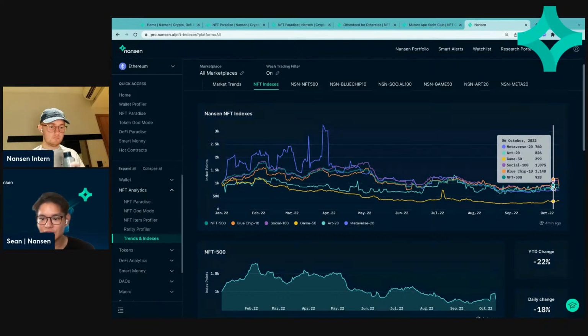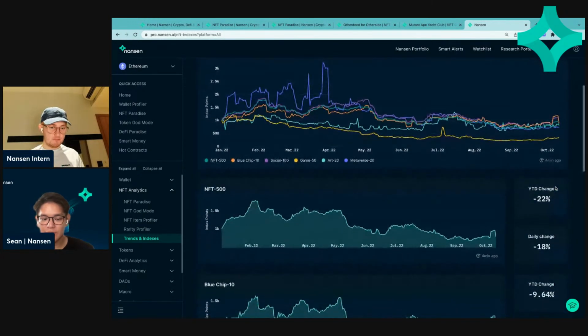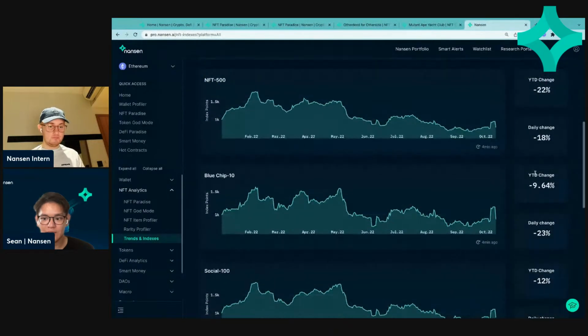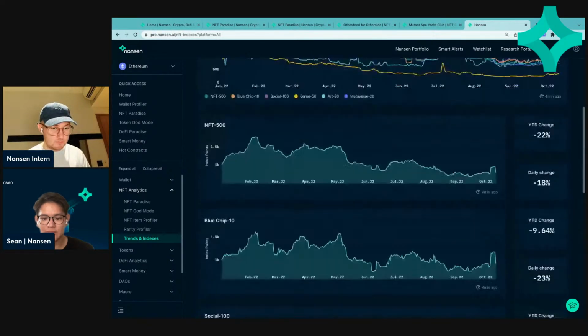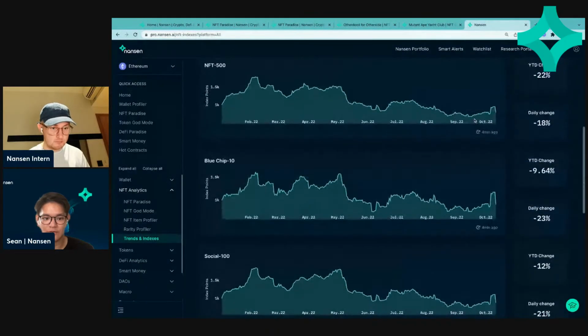But it's quite interesting to see that in the past few days, we have blue chips and social chips picking up a little bit over here in indexes. If you continue to scroll down, you can also look at some of their individual changes for year to date, right? I will not run through this; I think it's pretty self-explanatory. You can see the daily change as well for the different baskets.